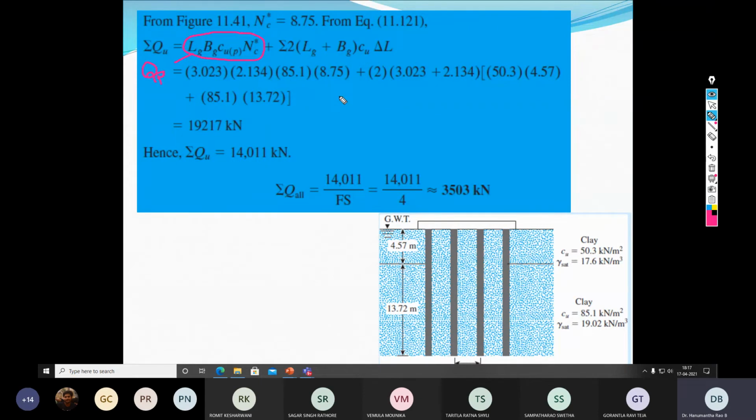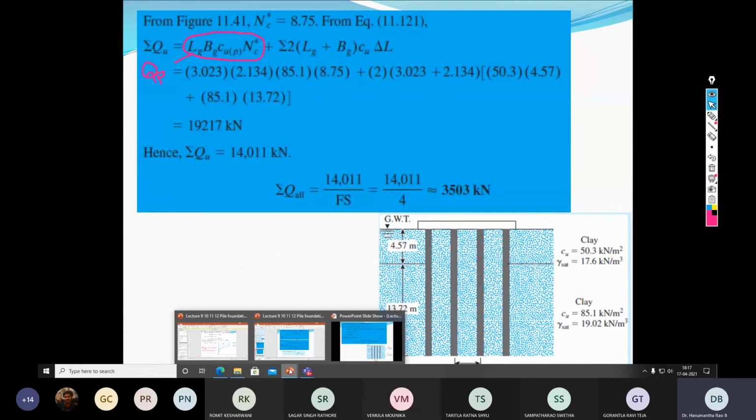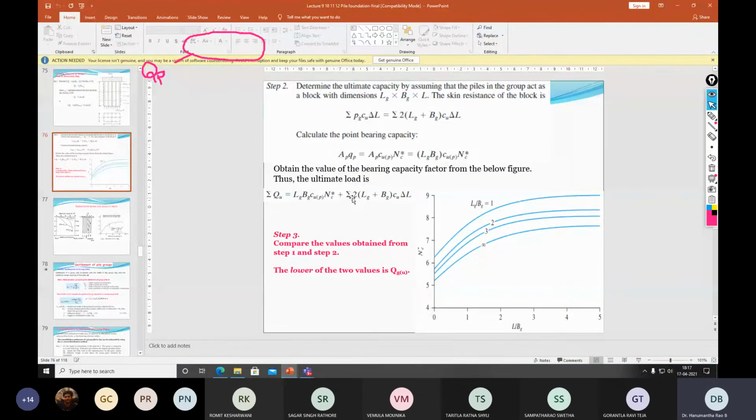Next. So here when you calculate the skin friction, we don't use any alpha value or something. Nothing is mentioned, so what we directly take is the summation of perimeter multiplied by Cu multiplied by delta L. So this is the equation.